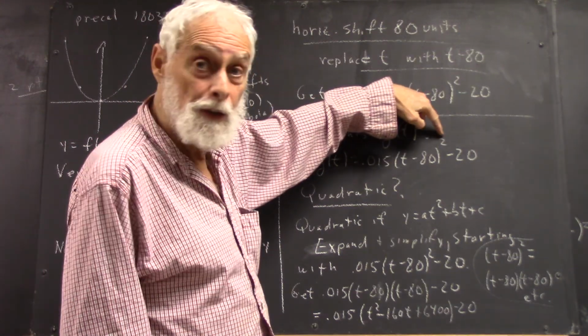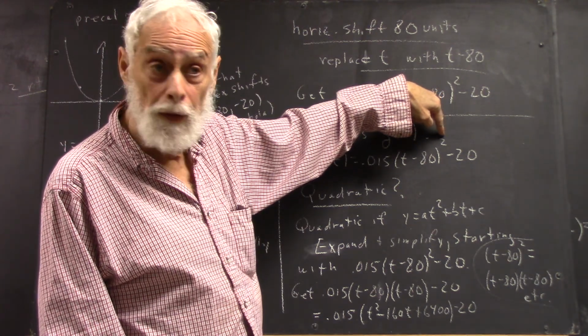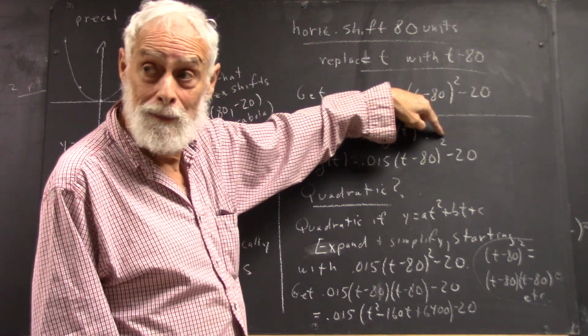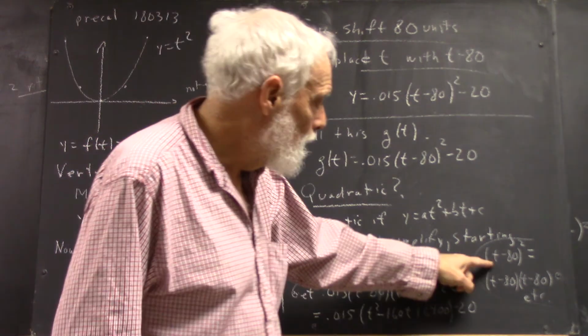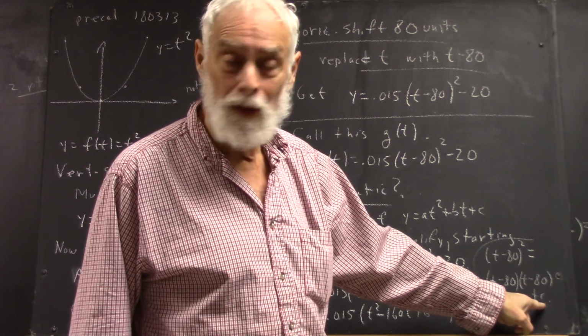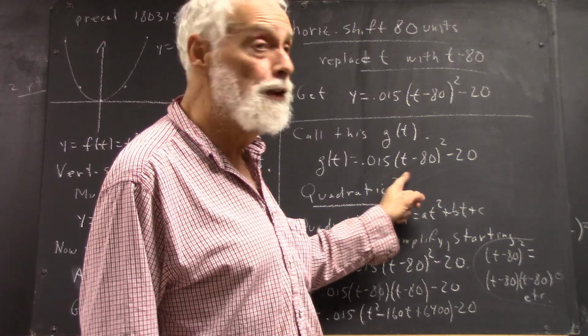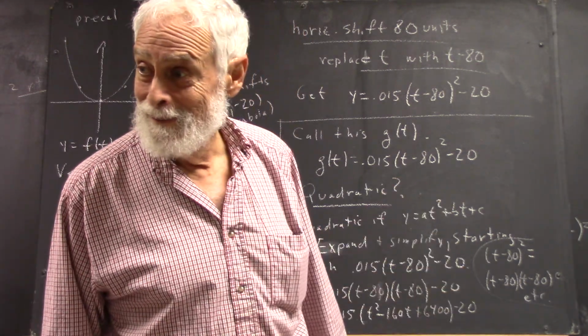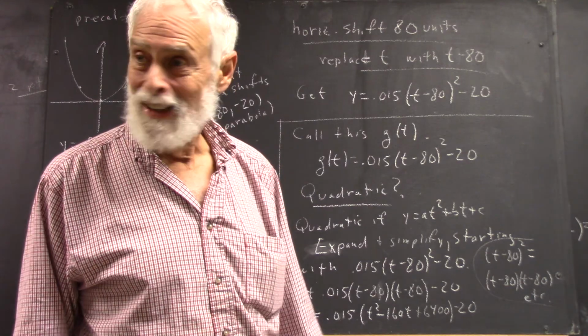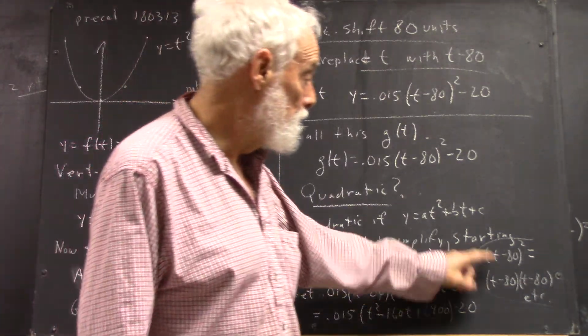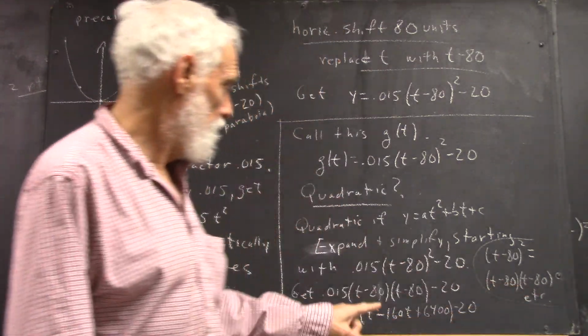Then you exponentiate, order of operations. You square this. How do you square this? You multiply it by itself using not superstition, because superstition will tell you it's t squared minus 80 squared. Okay, that's not what it is. That's not consistent with the distributive law. Use the distributive law, multiply that, and here's what you get.